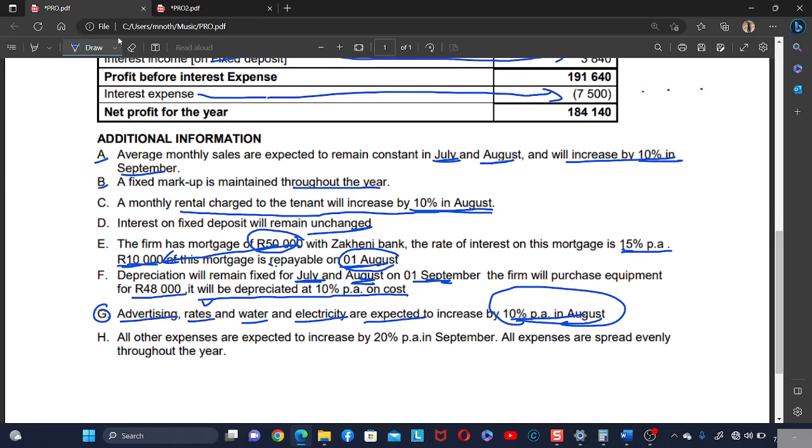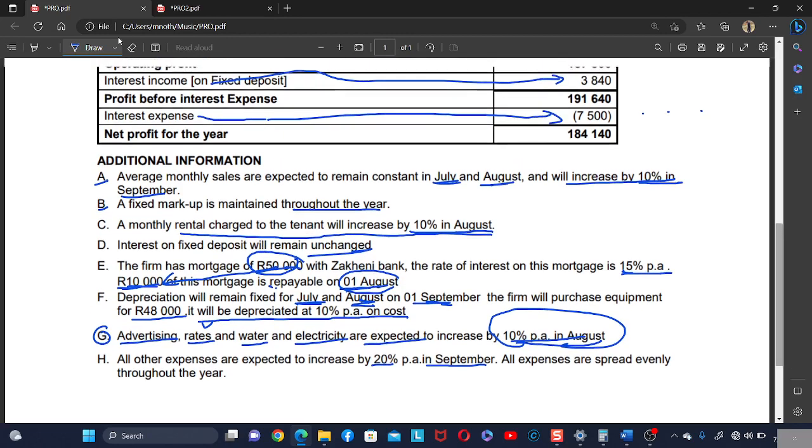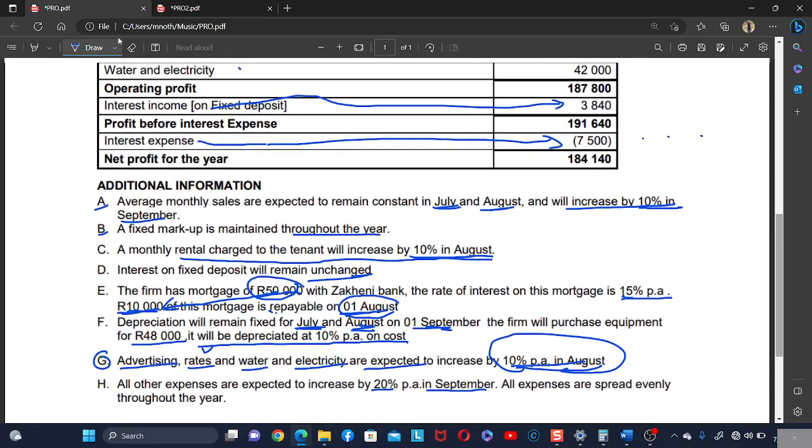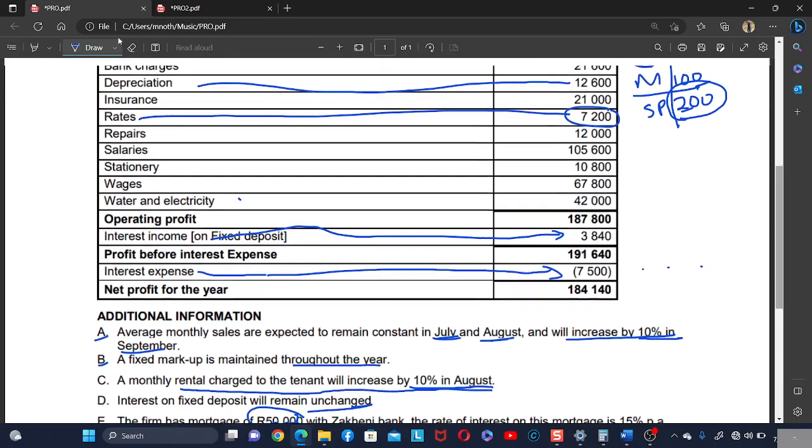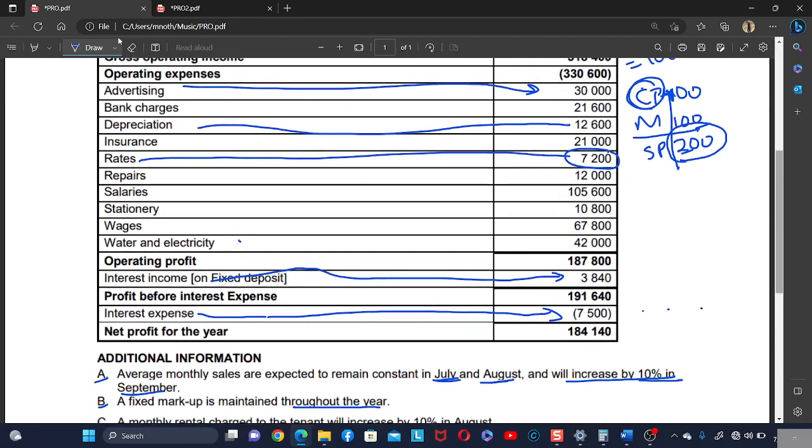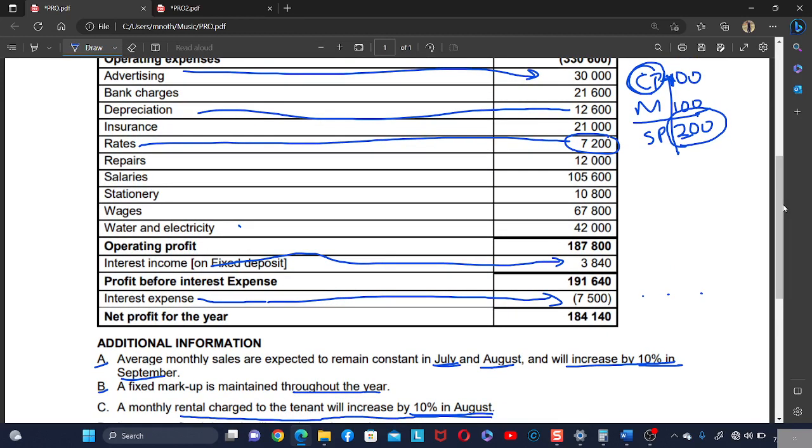And then all other expenses are expected to increase by 20% in September. Let's start the first one. We have the bank charges. The bank charges, they are 21,000.